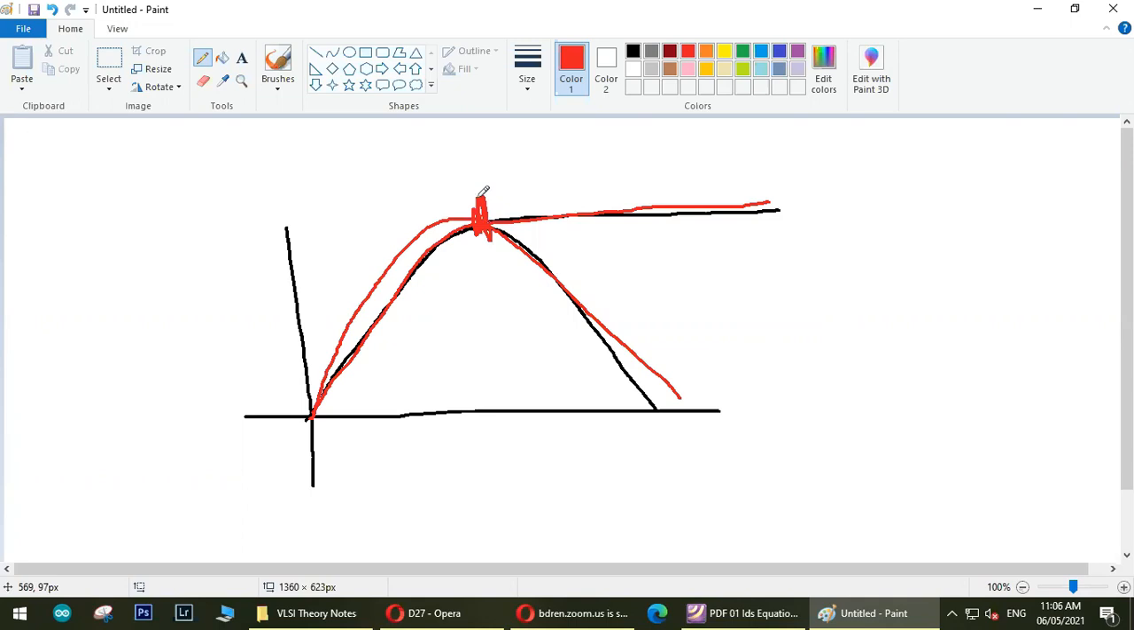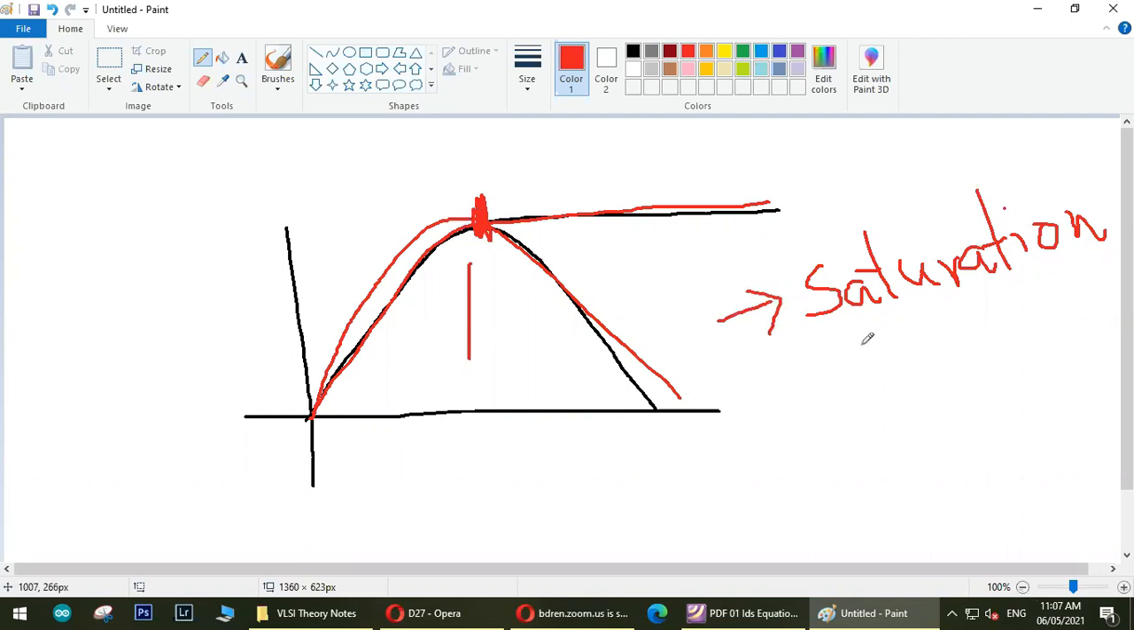That means at that point, your equation becomes invalid. So what is that point? That point is the point of saturation. Saturation means your current will become stable. It will not increase with the voltage. That is the saturation point.